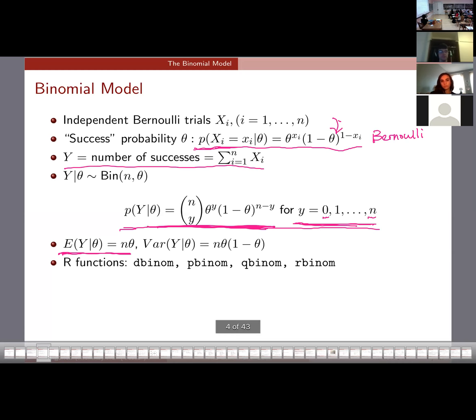And for R, these four functions are pretty useful, okay? Density, probability, quantile, and then run and draw, okay? Let me actually write this down. Density, probability, quantile, and random draw.